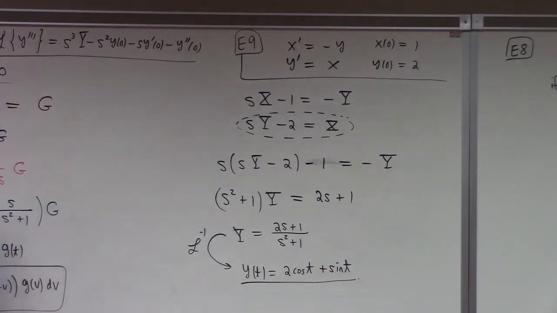Now, if you're a slave to the method, you could go back and plug in what we learned for big Y into the formula for big X, and then take the inverse transform of that. But I think that's a dumb way to finish this problem. What's the smart way to find the rest of the solution?